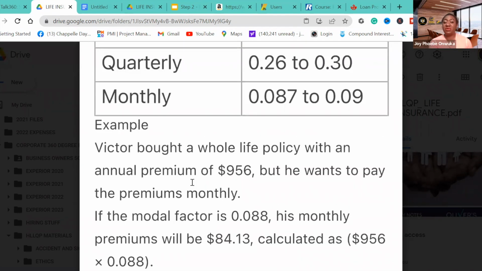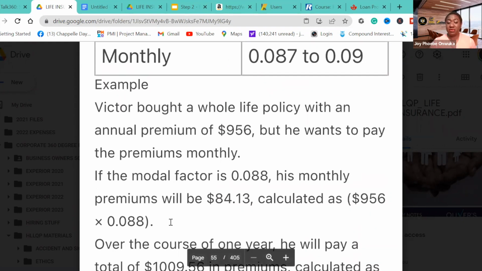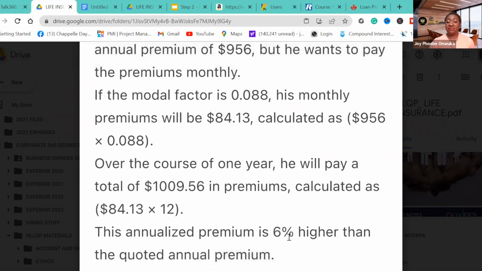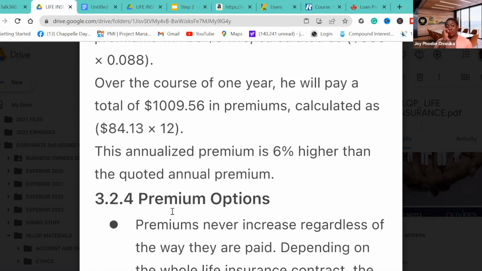Victor bought a whole life policy with an annual premium of $956, but he wants to pay premium on a monthly basis. If the modal factor is 0.08, his monthly premium will now be 84.13, calculated as 956 multiplied by 0.08. Now, over the course of 1 year, he will pay a total of 1009.56 in premium, calculated as this times 12. Okay, this is a very straightforward calculation. So just know that if you are asked to calculate the modal premium, it is typically straightforward. It is the annual premium multiplied by the modal factor.